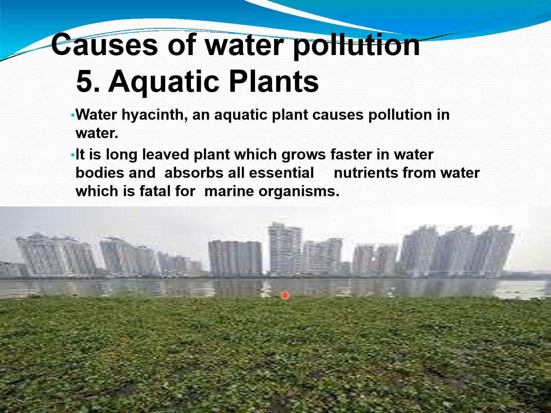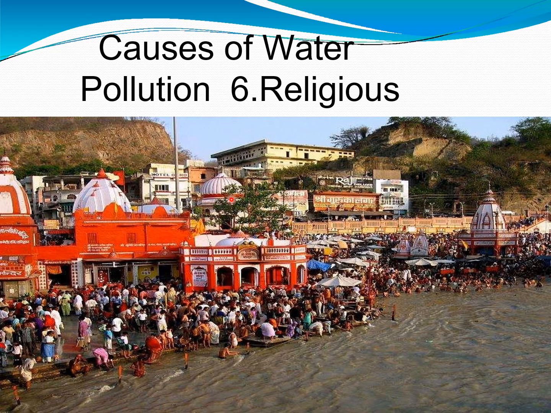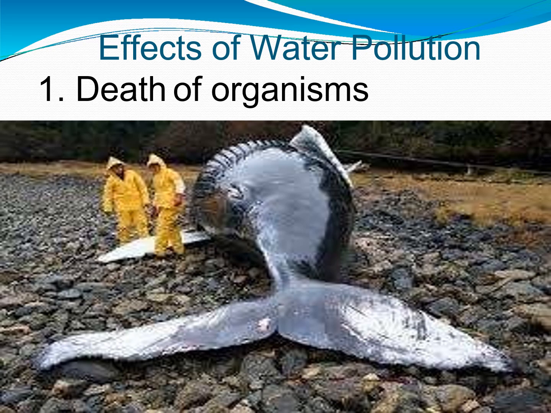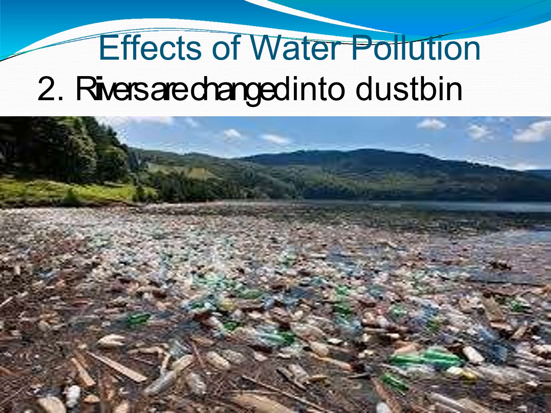Then the excessive growth of algae is called algal bloom. For example, water hyacinth, an aquatic plant, causes pollution in water. It is a long-leaved plant which grows faster in water bodies, and it absorbs all essential nutrients from water, which is fatal for marine organisms. Due to religious activity also, water gets polluted. So the immediate effect will be death of organisms.